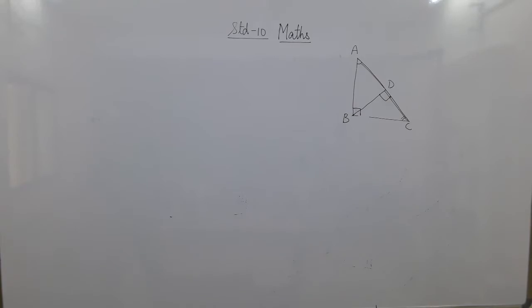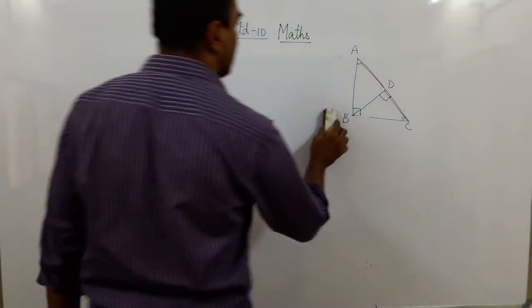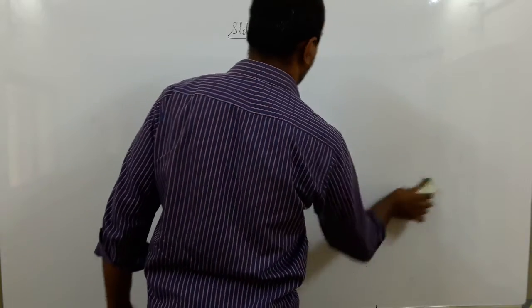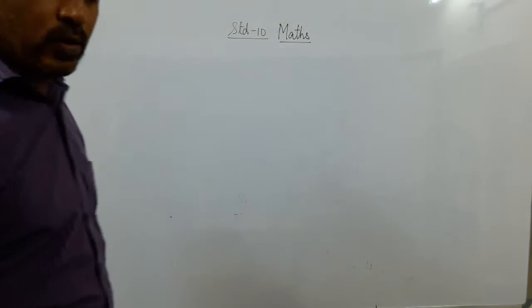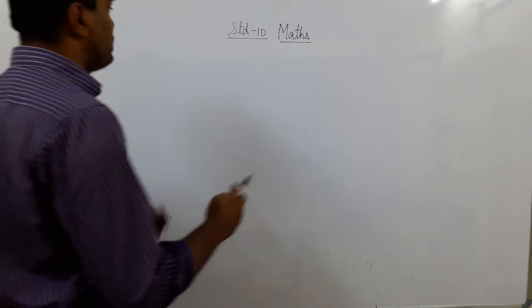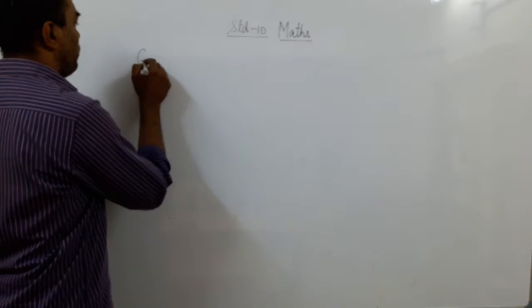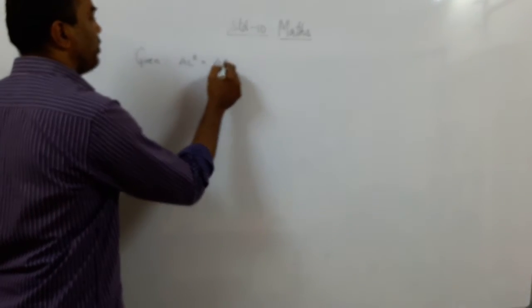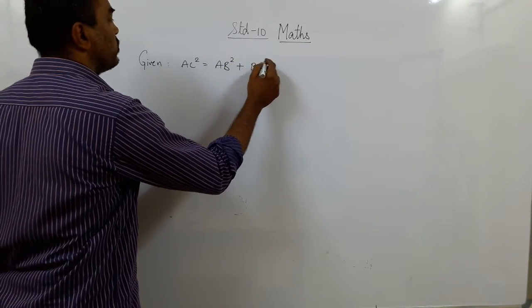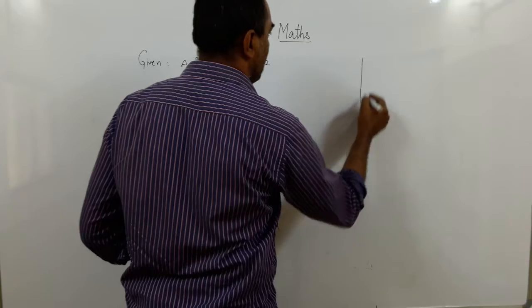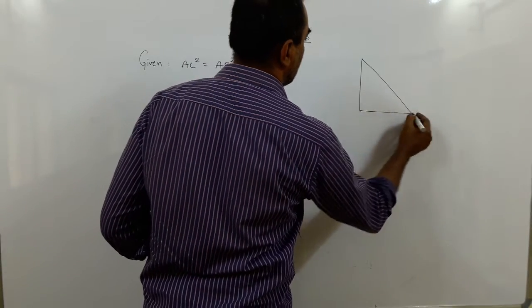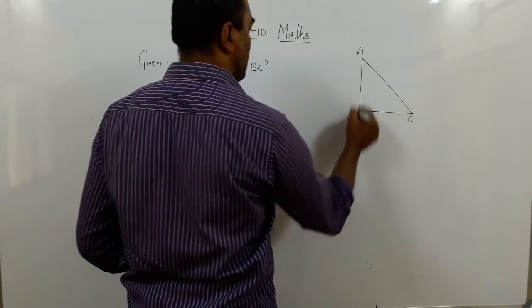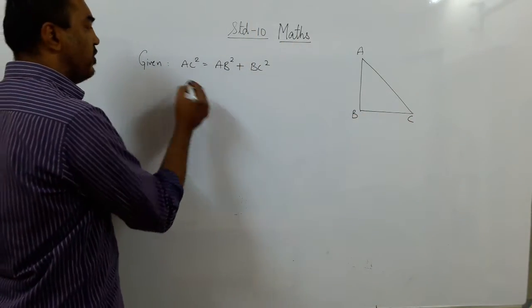The last thing we'll go through is the converse of the Pythagoras theorem. So what is the converse? We are given a triangle ABC in which AB square plus BC square equals AC square.